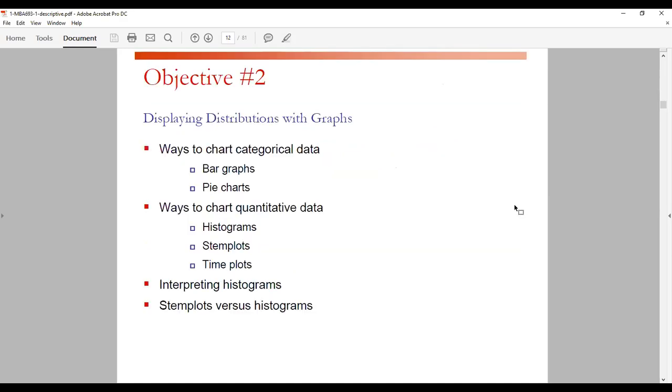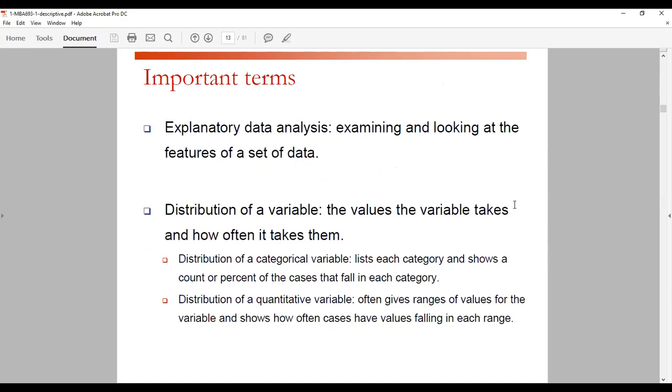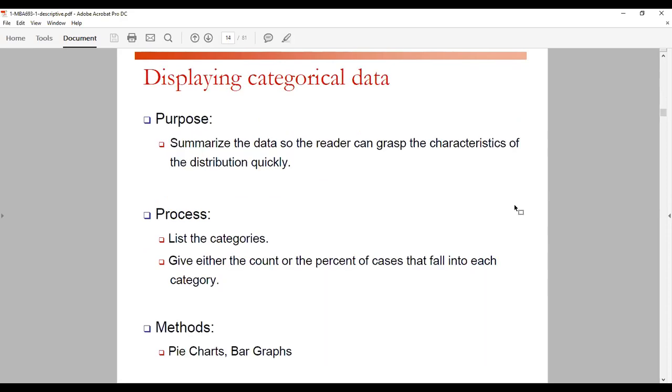Examine the data. Displaying distributions with graphs. Now, you've probably seen these kinds of things before: bar graphs, pie charts, histograms, stem plots, time plots. Interpreting histograms and stem plots versus histograms. Important terms. Read it at your leisure. Purpose: summarize the data so you can read the characteristics of the distribution quickly.